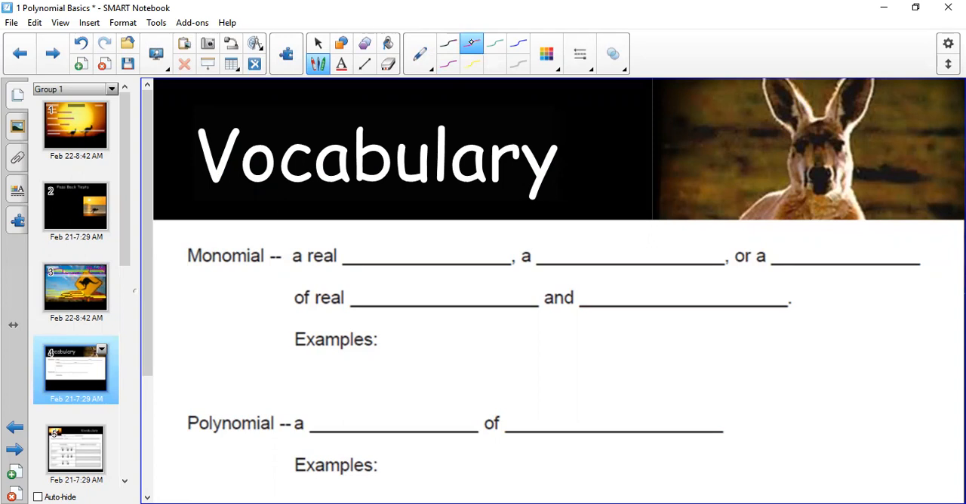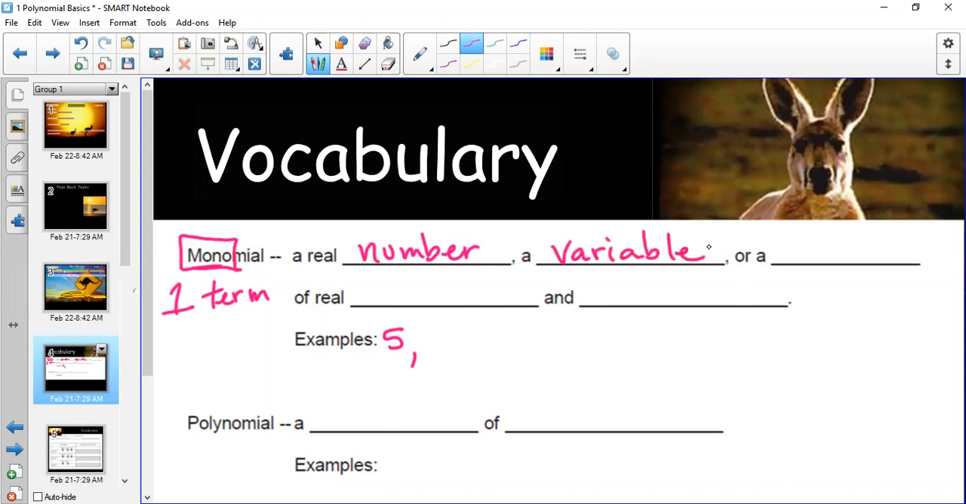A monomial is, so the prefix mono means one. So if we talk about a monomial, we're talking about one term. And that's kind of what last chapter was all about. We had one term. It looked like it could have been a number. For example, it could have been the number 5. It could have been a variable. So for example, the variable x.